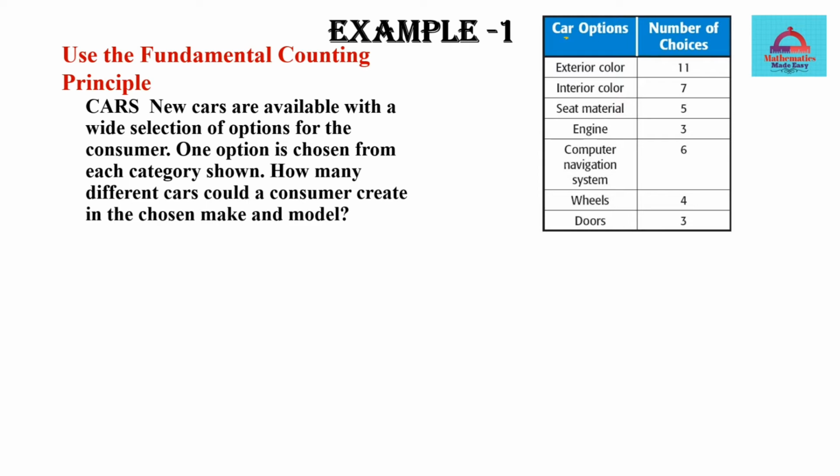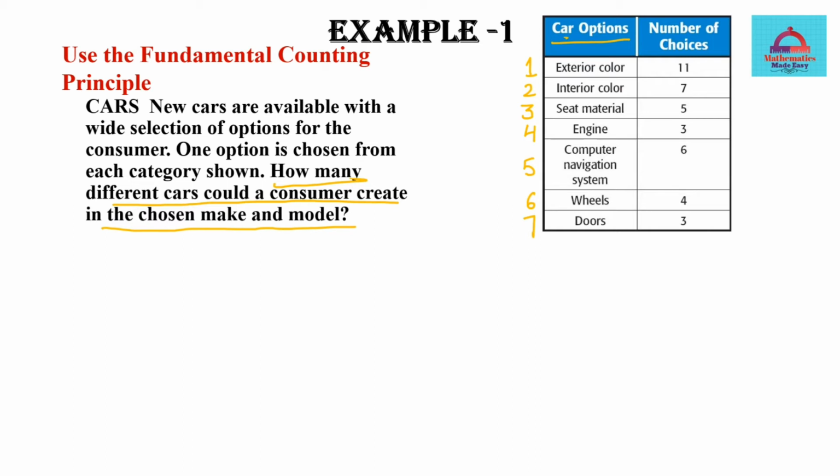Let's understand this table which is given so that we may use that table to solve our question. The question asks, how many different cars could a customer create in the chosen make and model? Okay, so car options, what are the different options? Let's see. I'm going to number them one by one. The first option is exterior color, the second is interior color, the third is seat material, and so on. So we can just number these various car options that are available to us.